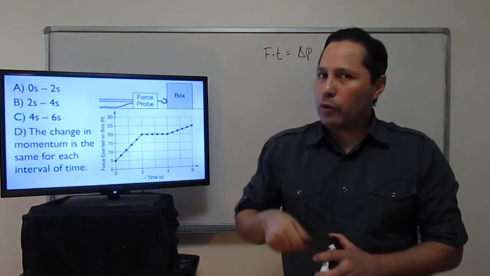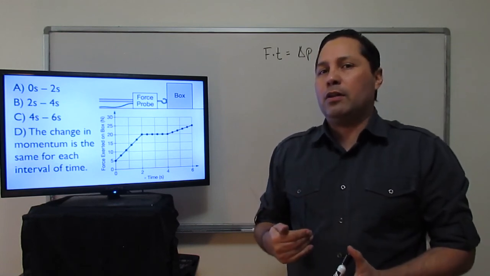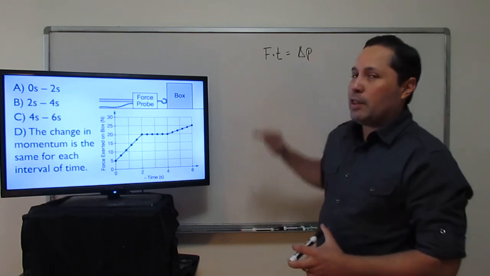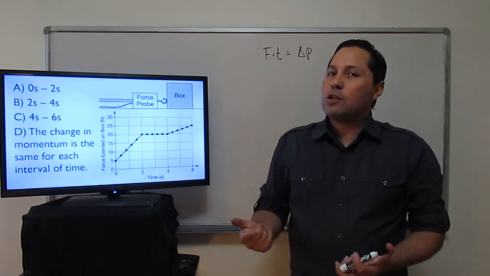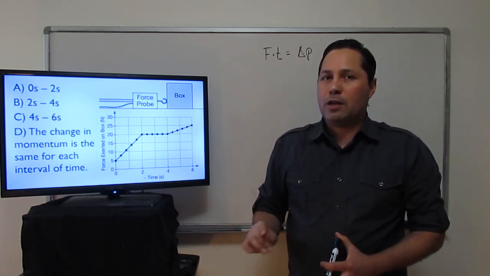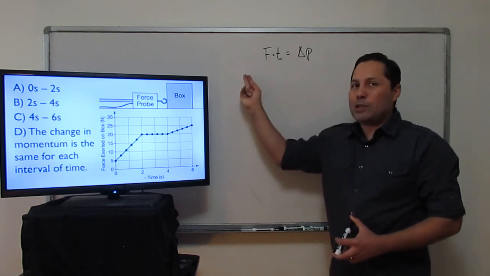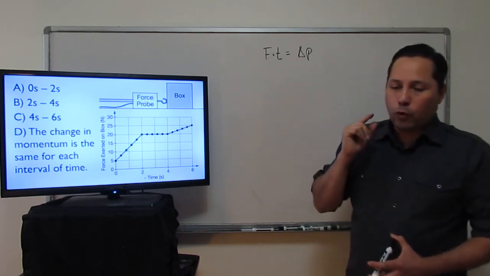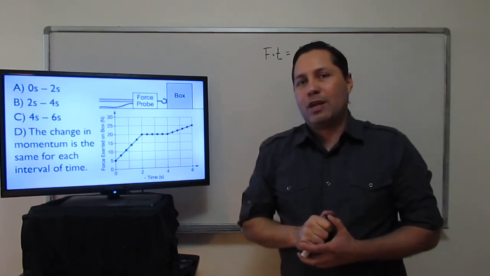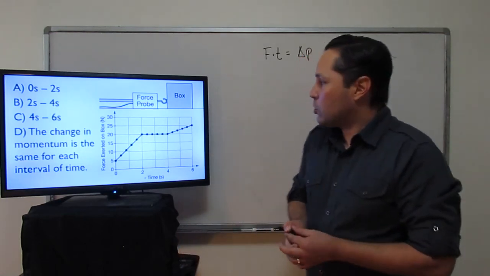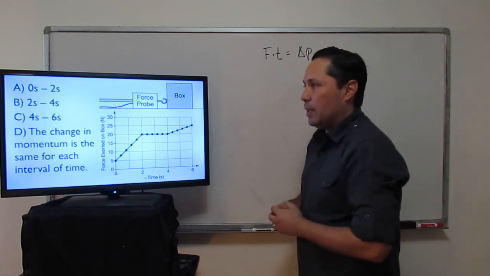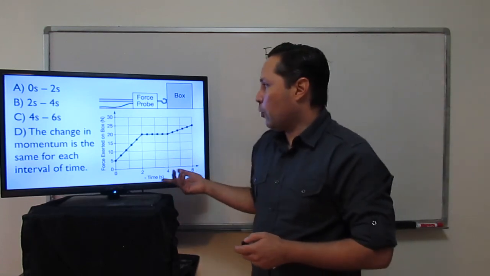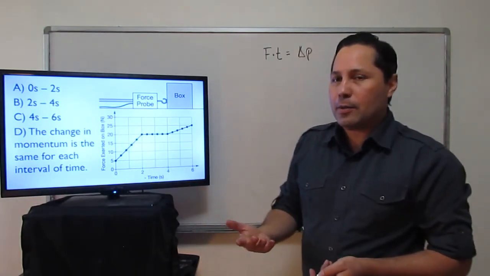So are we looking for the slope of the line, or are we looking for the area under the line? If you're multiplying them, then you're looking for the area under the line. If it were force over time, then you'd be looking for the slope, but that's not what they want here. They want to know the change of momentum, which is force times time. So we're looking for which one of these sections has the greatest area under the line. That will be between 4 and 6. That'll be the greatest area under the line. So the answer for this problem is letter C.